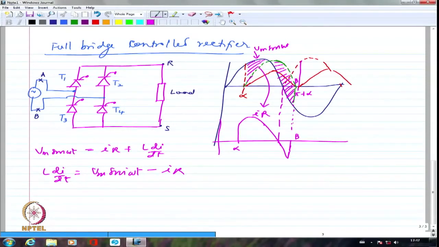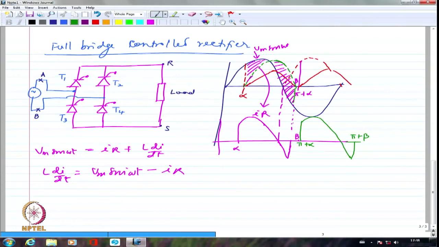It starts from alpha and goes through pi and goes into the negative direction until beta. Now again for the next half cycle, it will start from pi plus alpha. So if I may call this pi plus alpha, the next one is pi plus alpha. Again it will go through this and it will go until here, which is pi plus beta. So I am going to have this kind of voltage waveform repeated. This is across the load. You get my point?